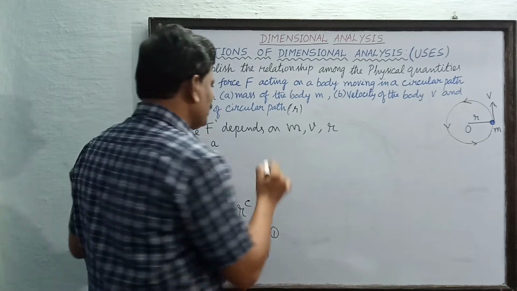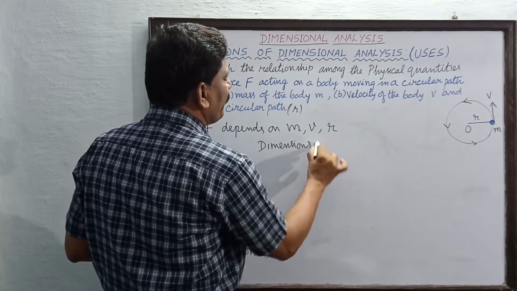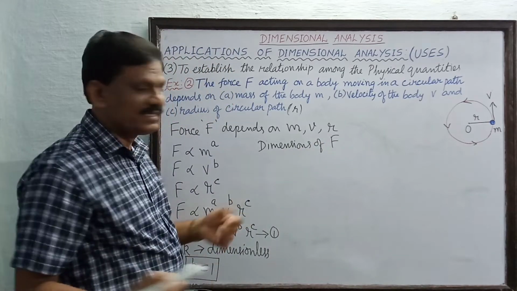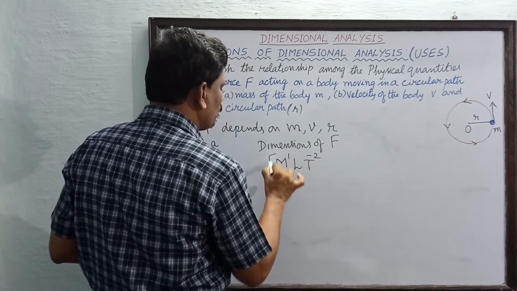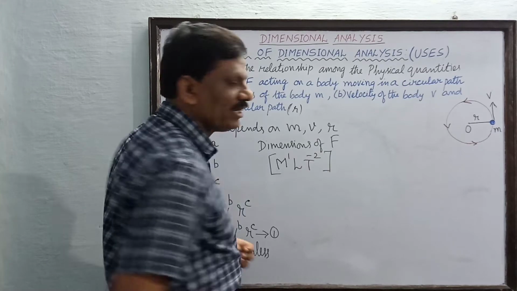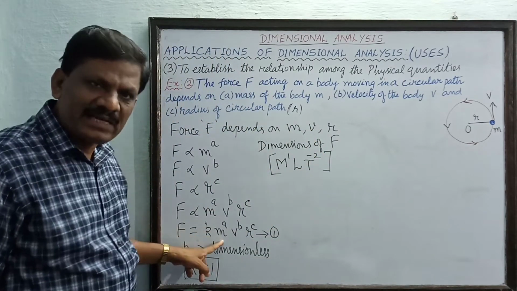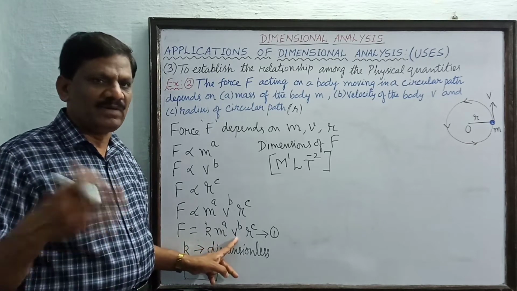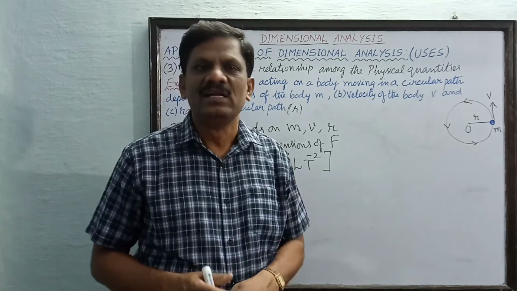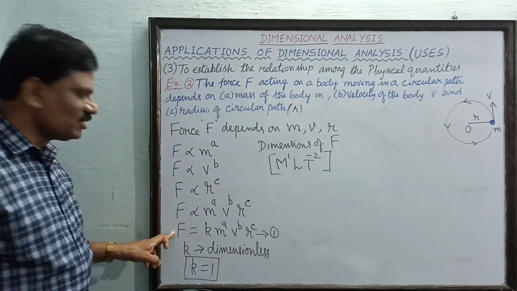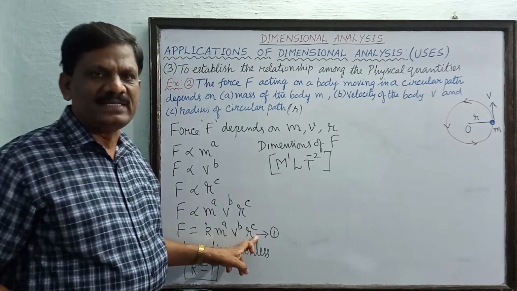For that, what is the dimensional formula of F? Force is mass into acceleration, so it is M^1 L T^-2. This is the dimensional formula for force. The dimensional formula for mass is capital M, velocity is L T^-1, and radius is nothing but length, so the dimension is capital L. In the first equation, there is one term, namely force, on the left hand side, and three physical quantities on the right hand side.